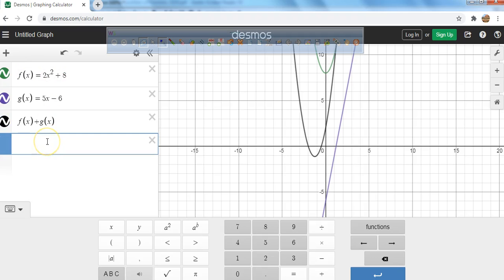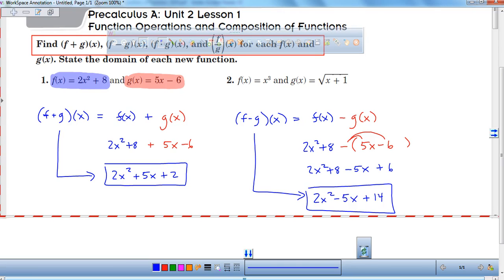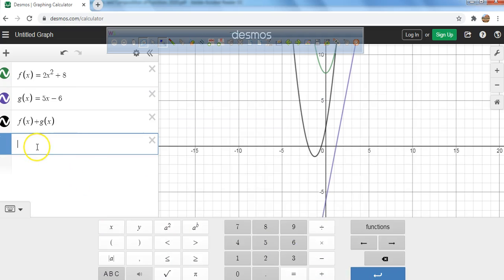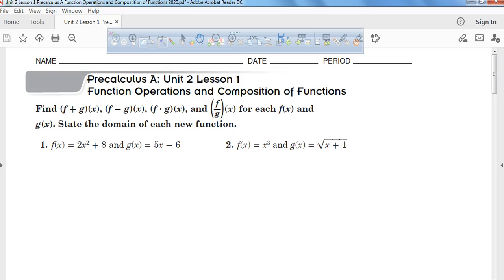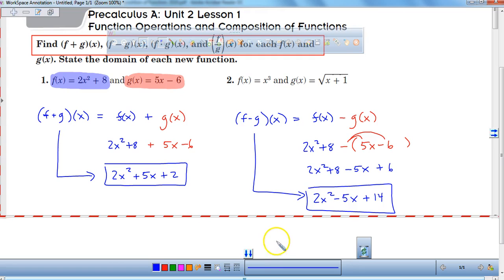But here's what we could do. We could check our answer if you want to. What was our first answer? 2x squared plus 5x plus 2. So we're going to just type in 2x squared plus 5x plus 2. And what do you notice about the black function and the red? They're the same. So it lets us know we actually combined them correctly. All right, I'm just going to go ahead and delete that. Let's go on to the next problem real quick. Let's move down.